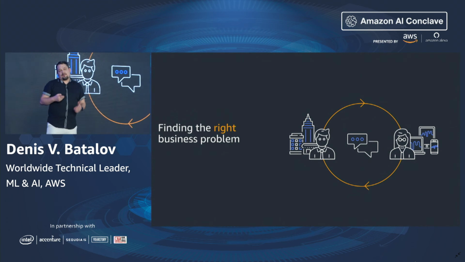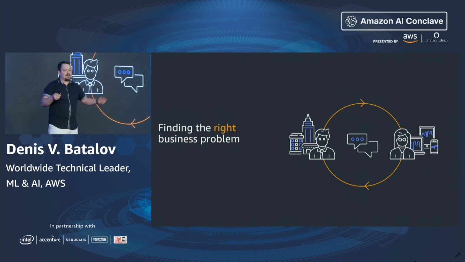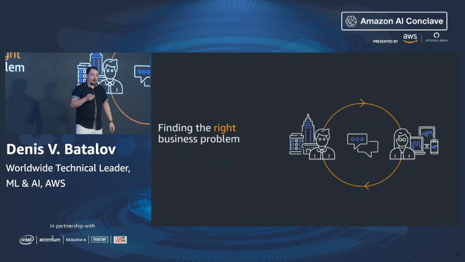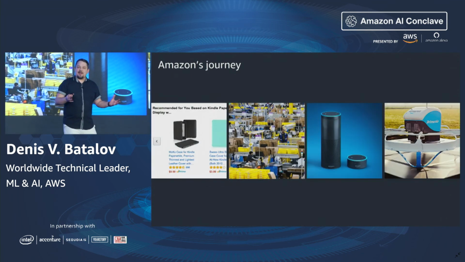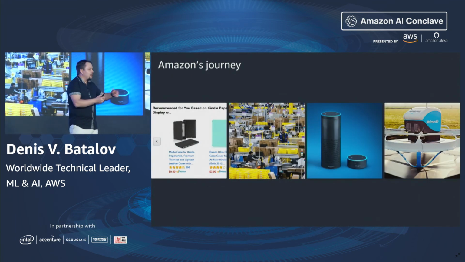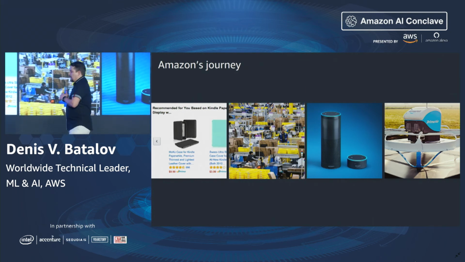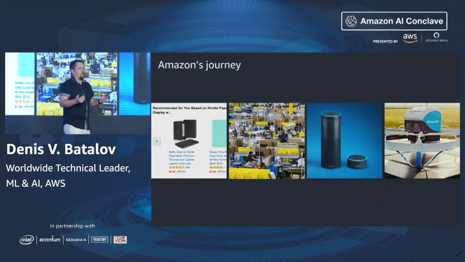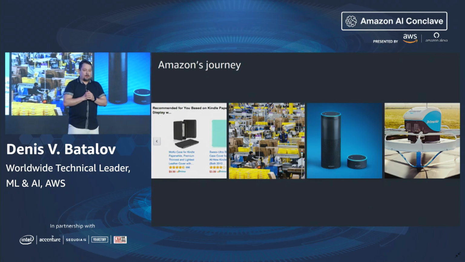And of course, once you have all these pieces in place, you have your data strategy, you have folks hired, you need to focus on the right business problem. Amazon itself started with recommendations and supply chain problems. You could say we wrote the book on recommendations 20 years ago, more now.